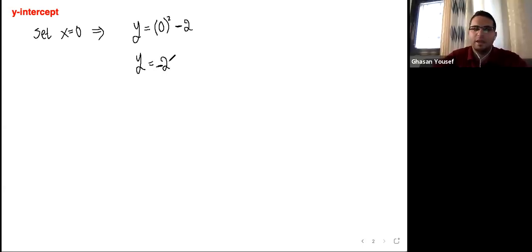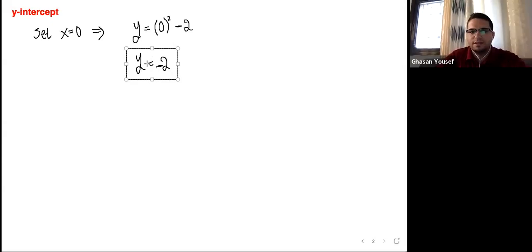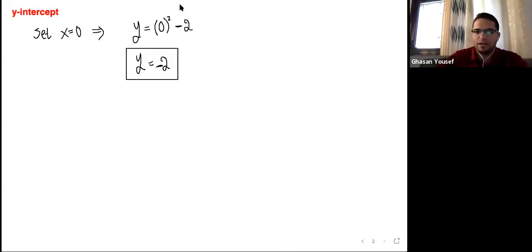So how many y-intercepts do I get in this example? How many points? You just get 1. I get only one y-intercept. But for the x-intercept, I get 2 points. Now, if I want to show you what exactly x-intercept and y-intercept mean for this example, I will graph this equation.